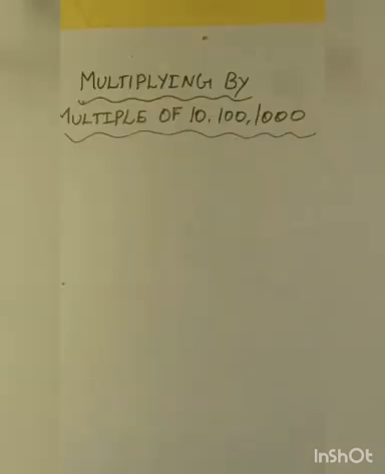The next one is multiplying by multiples of 10, 100 and 1000. The first one is directly multiplying any number by 10 or 100 or 1000. And the next one is multiples of 10, 100, 1000. A multiple of 10 means, suppose, 30. 30 is a multiple of 10, and 300 is a multiple of 100.